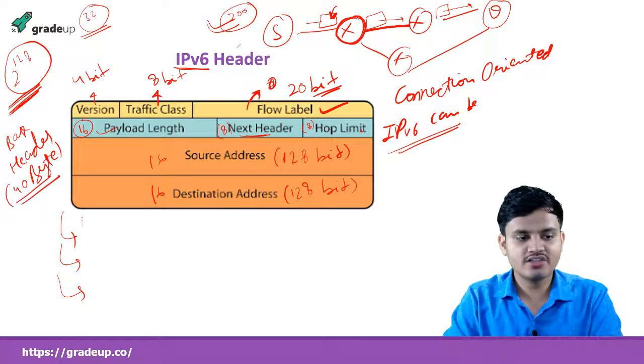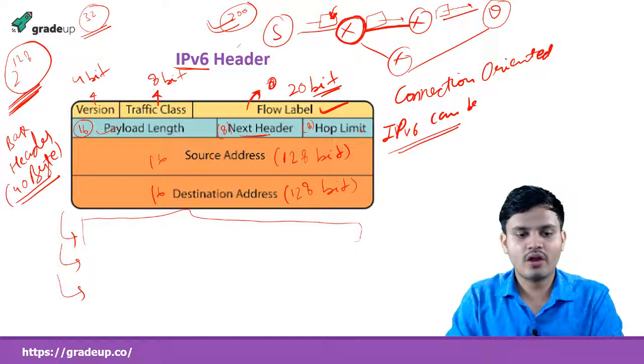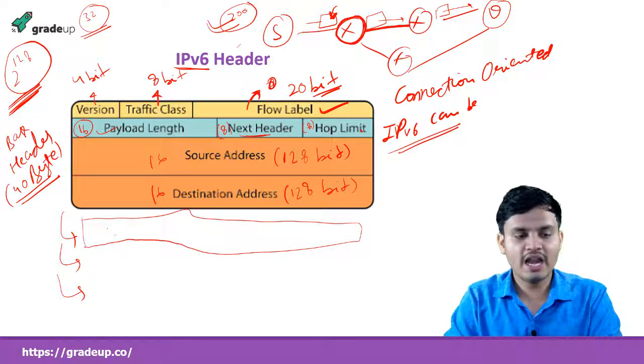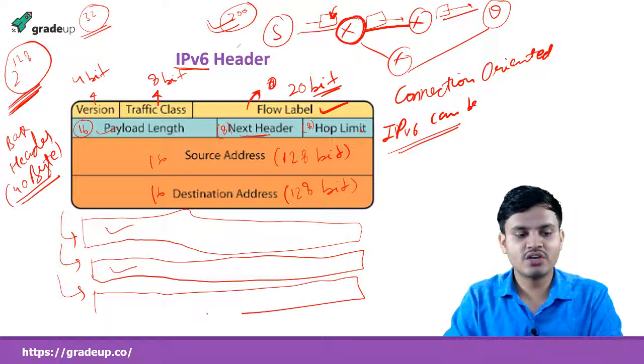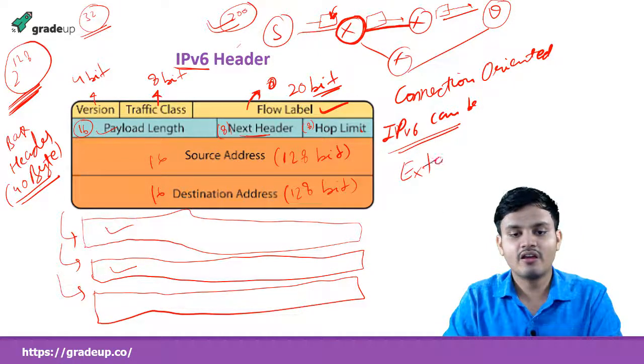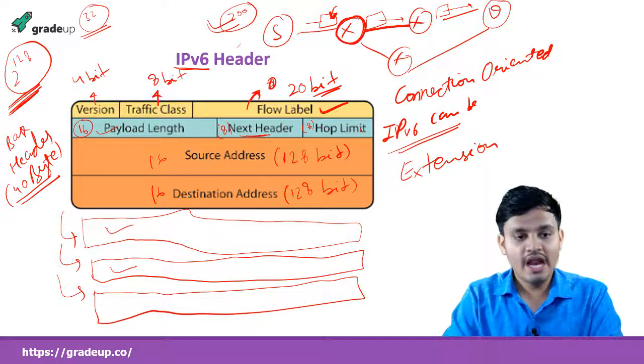Now we are going to add some other headers accordingly. If we want to do fragmentation, then this information will be there, and source routing kind of information will be there. So these kinds of information will be present in these headers, and they are known as extension headers. And the code for these headers will be written here.